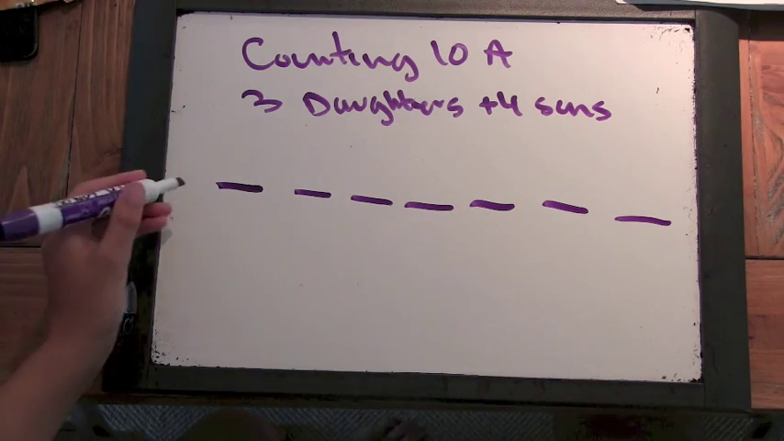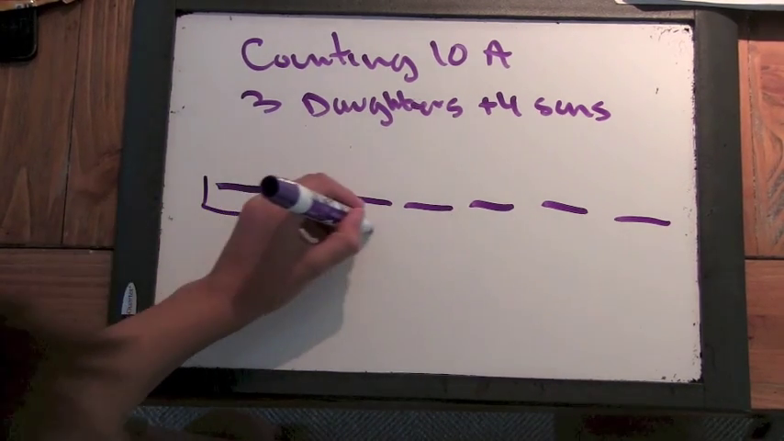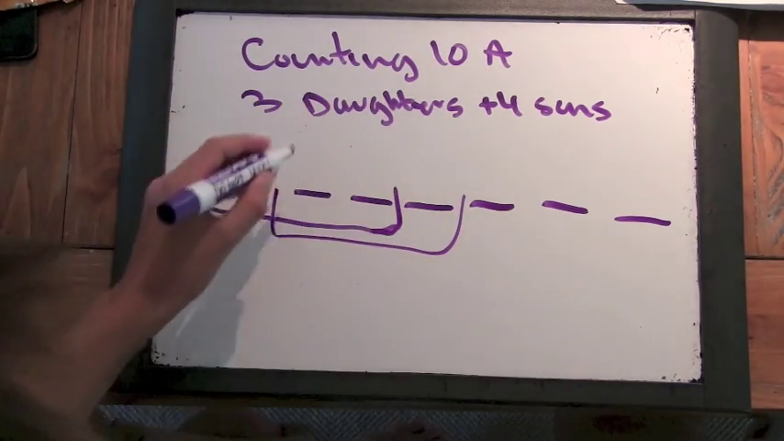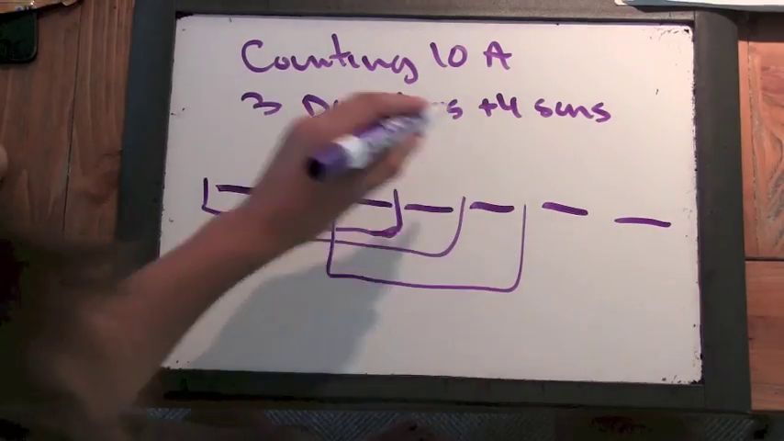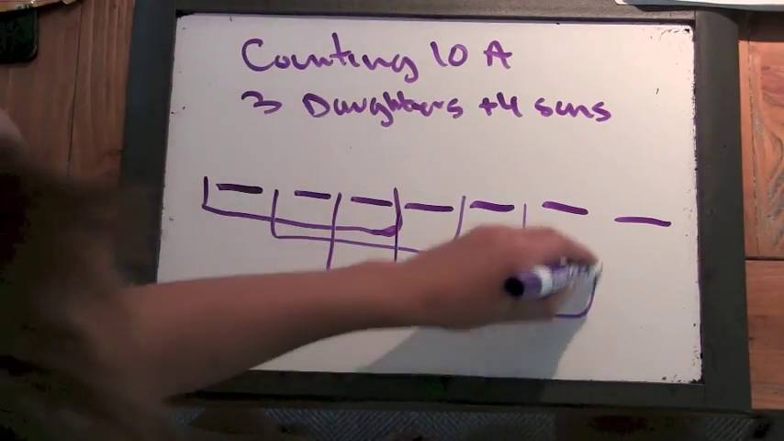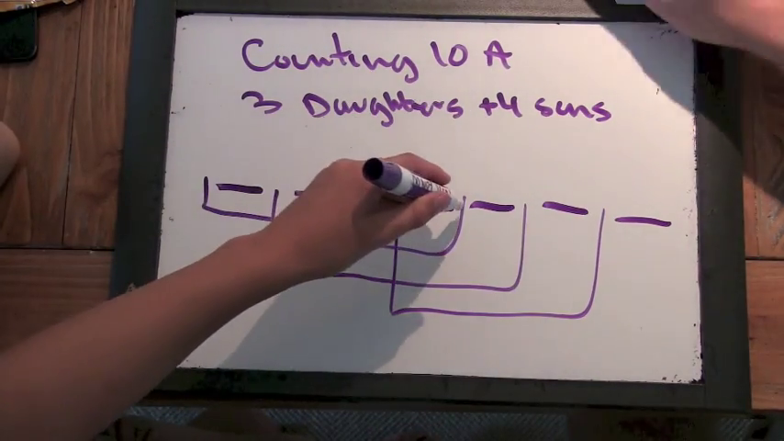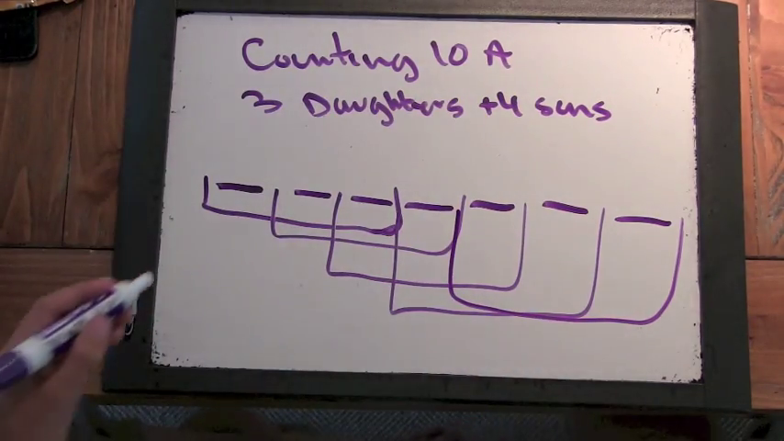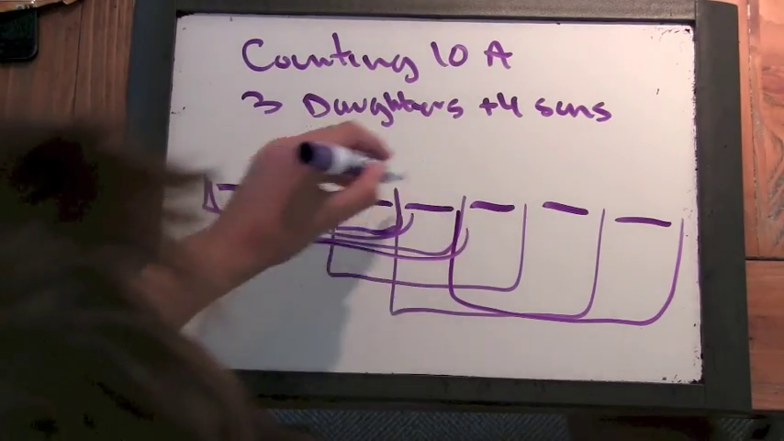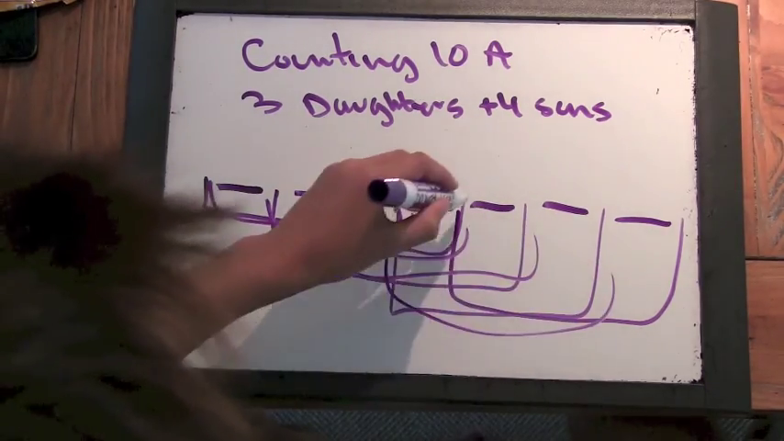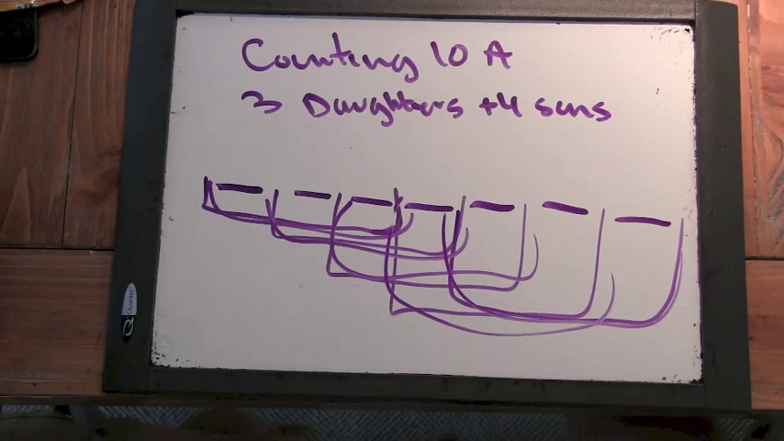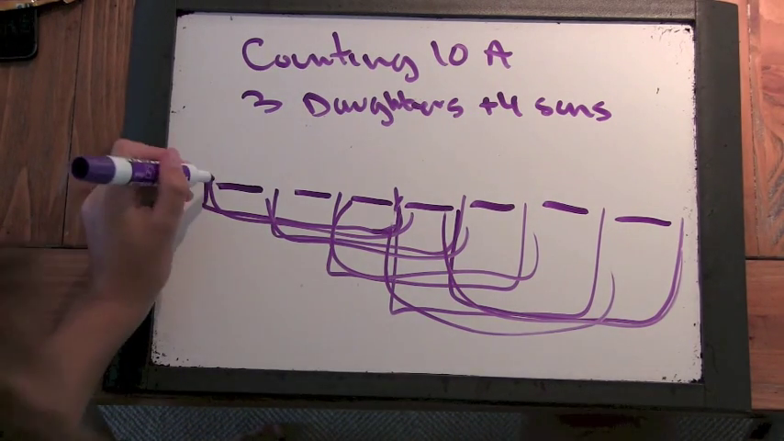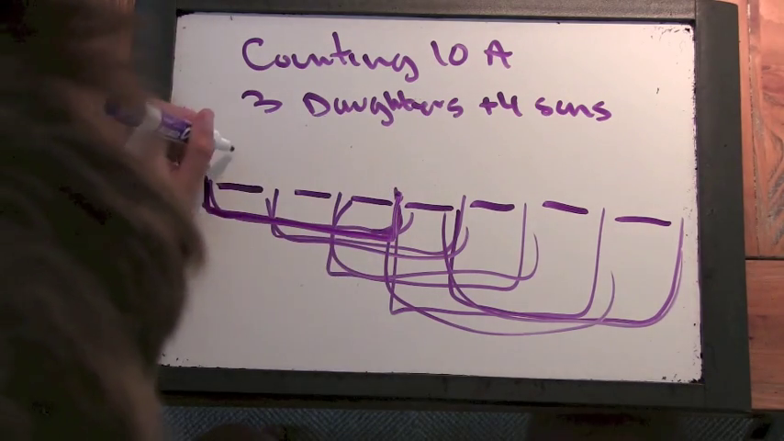Alright, so the 3 daughters have to be seated next to each other, so they can be seated here, here, here, here, and this one. And that's it. So 1, 2, 3, 4, 5. There are 5 different arrangements, but I'm going to use this one.